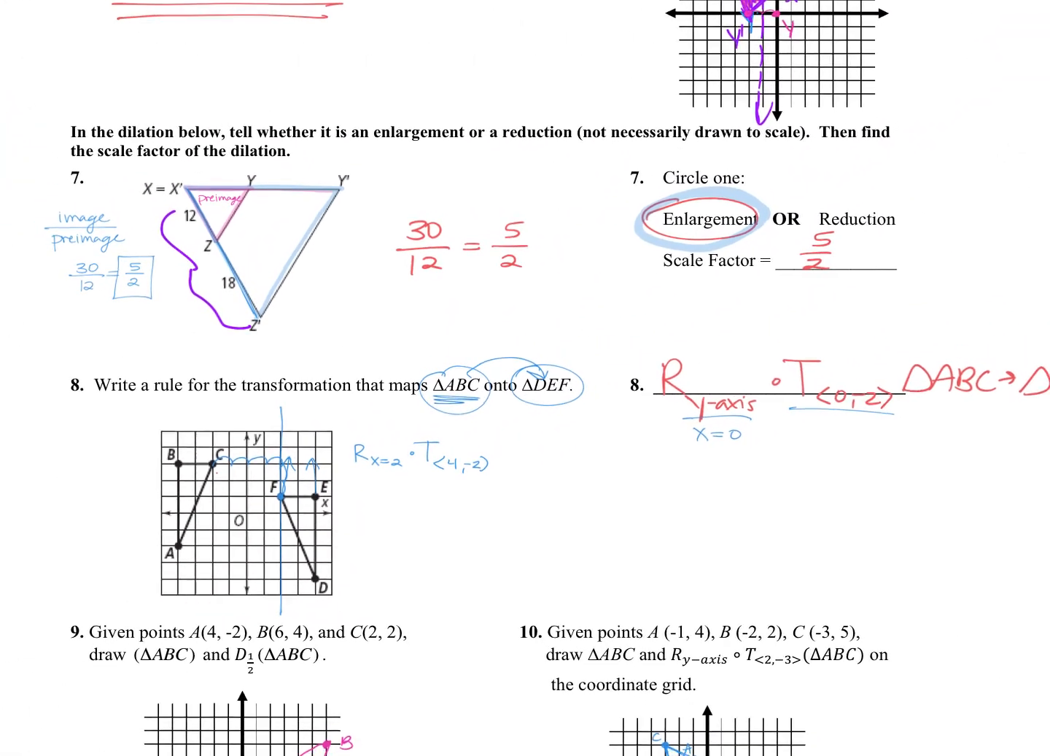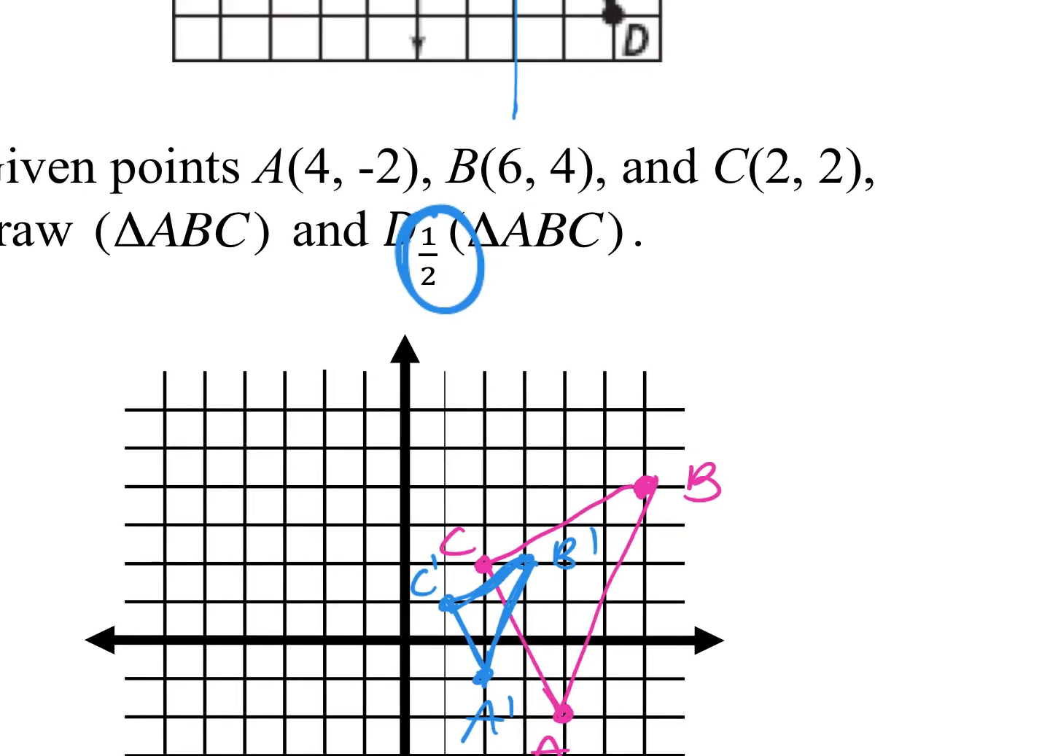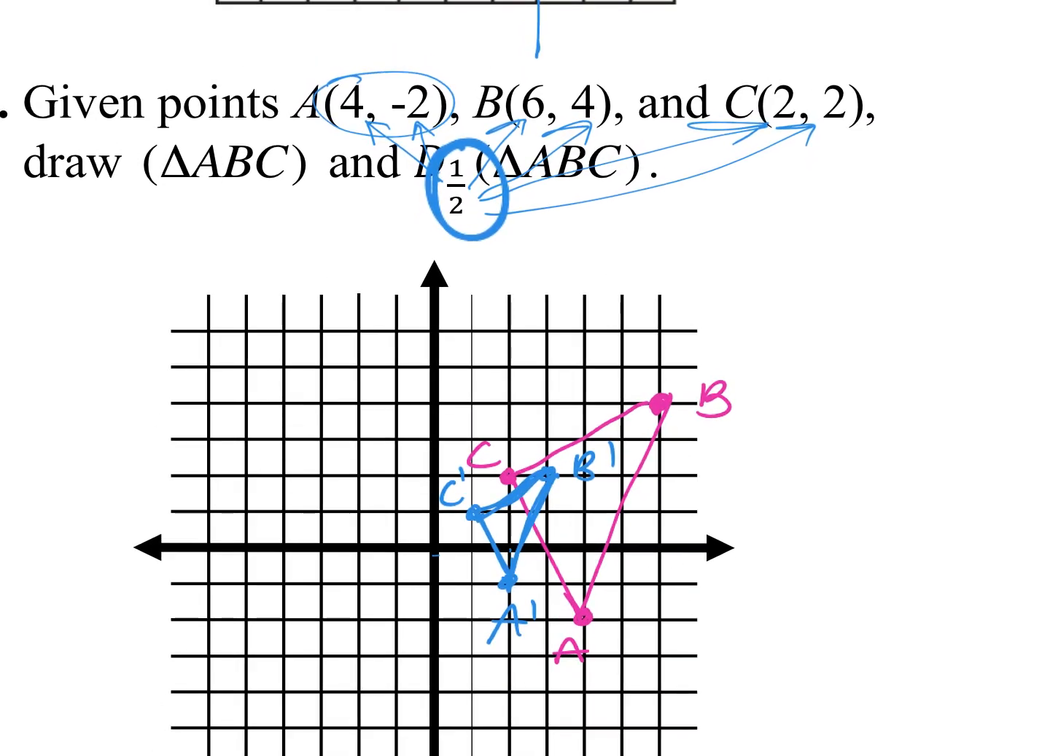All right, number 9. So this one's a dilation. If your scale factor for your dilation is 1/2, what are you doing with that 1/2? You're multiplying, right? So you're multiplying every number by a half, right? So this 4, negative 2 becomes 2, negative 1 right here. 6, 4 becomes 3, 2. And then 2, 2 becomes 1, 1, and you end up with this triangle. Notice it's half the size, right? It shrunk down. That's a reduction.